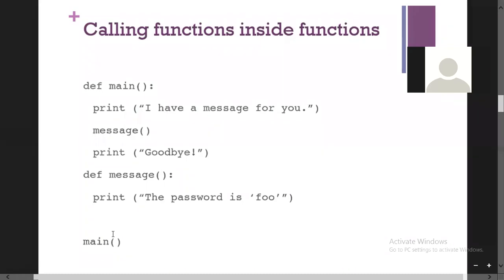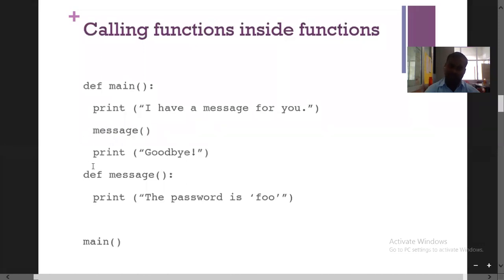See, first it calls the main function. The main function has one print statement: I have a message for you. In the main function, we are calling the message function. Now the execution comes here. It has one statement, that is, the password is who. Then the cursor again goes back to the calling place, and in the main function we have the last statement, that is the goodbye function.